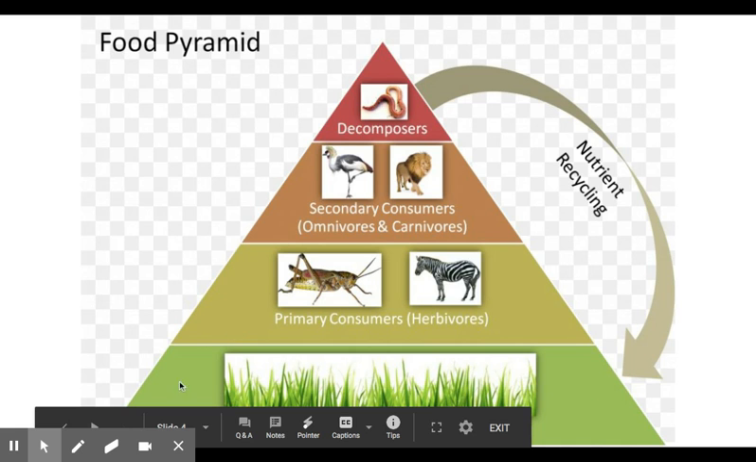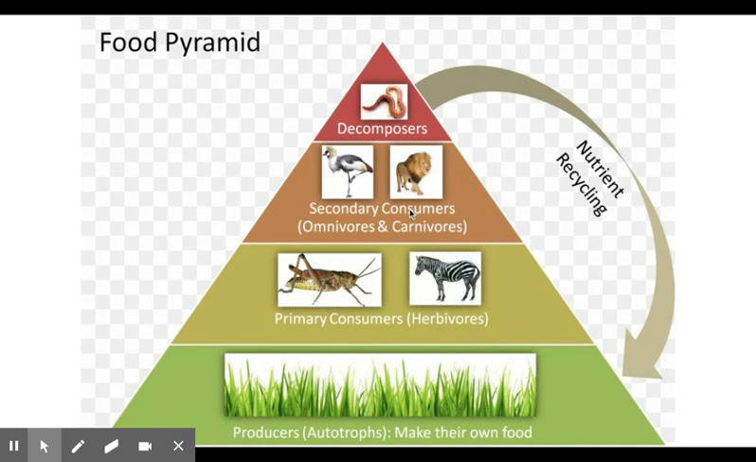So as you can see in this food pyramid, the base is the producer because it receives the highest amount of energy. And as you go up to the top of the pyramid, the amount of energy decreases. So among all these organisms, the decomposers receive the least amount of energy.